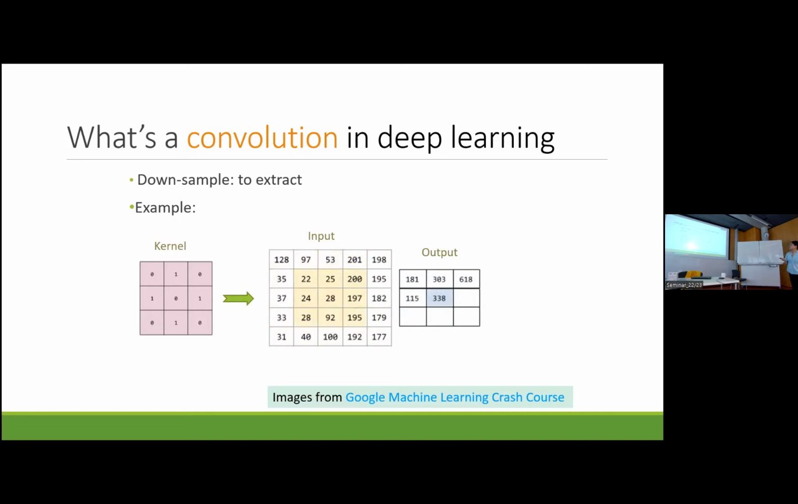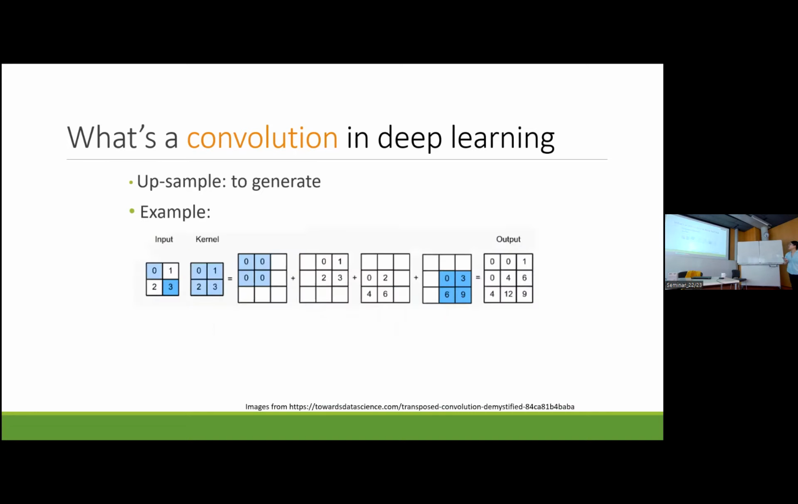During training, we update the kernel because we want the output to behave in a certain way. There's also another kind of convolution, which is upsampling, generating a larger image from a smaller image. It's also essentially doing a dot product: you dot product this value with the kernel, and then you dot product this value with the kernel, and then you end up with a larger image.